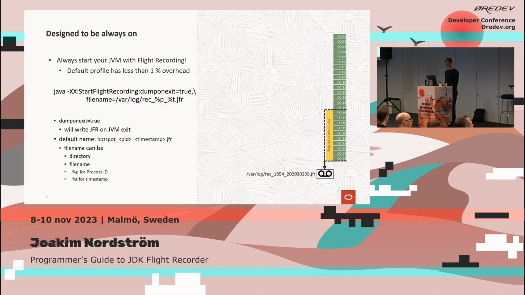We also have another option, and you can combine these options, of course. Dump on exit makes sure that when the JVM exits normally, you will get a recording dumped to disk. If your JVM crashes, however, there will be an emergency dump that JFR will create. You can also add a file name and tell it where to put this recording.